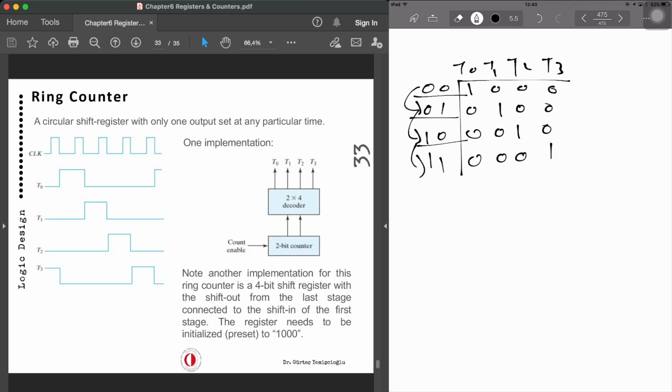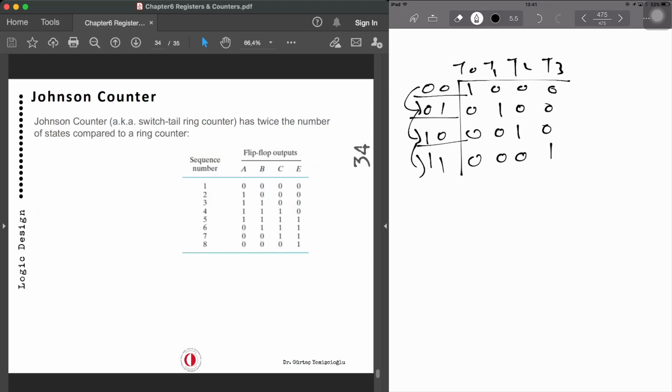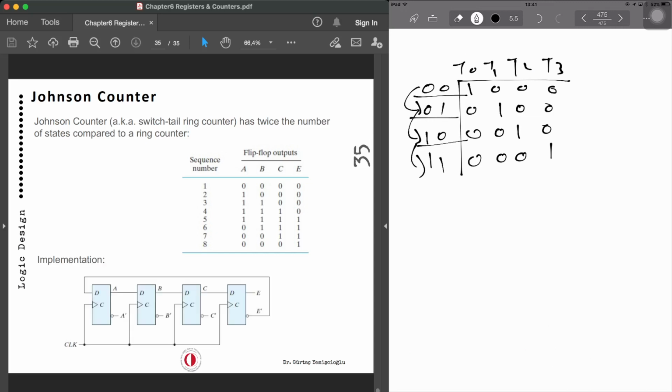So you can use a 4-bit shift register, and you can also have again the ring counter implementation, and the register just needs to start from 1, 0, 0. That is also possible. Now, the last example for a counter is a Johnson counter. Now, the Johnson counter is a tail ring counter as known. Now, what will happen? So I can show you the implementation from the flip-flop outputs.